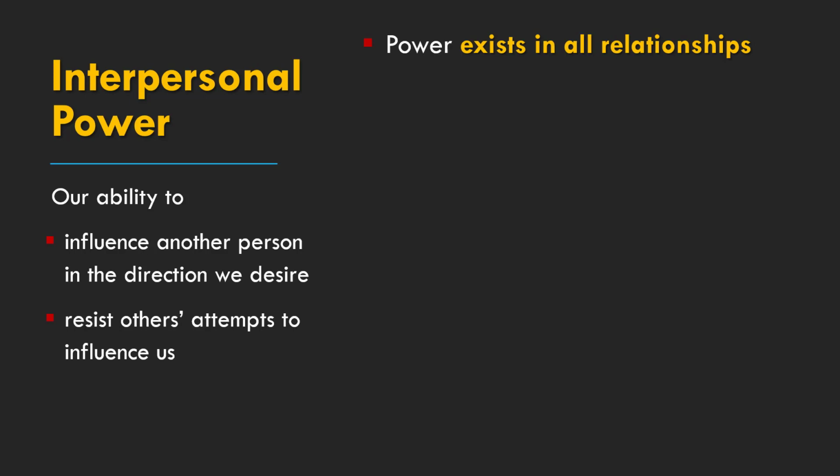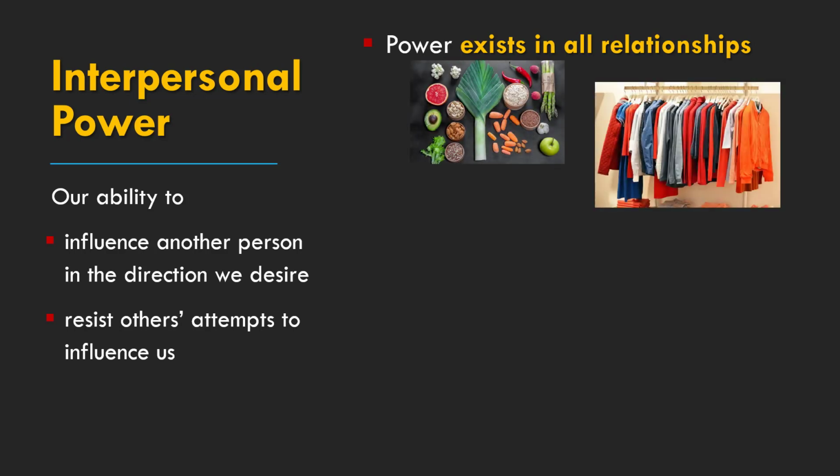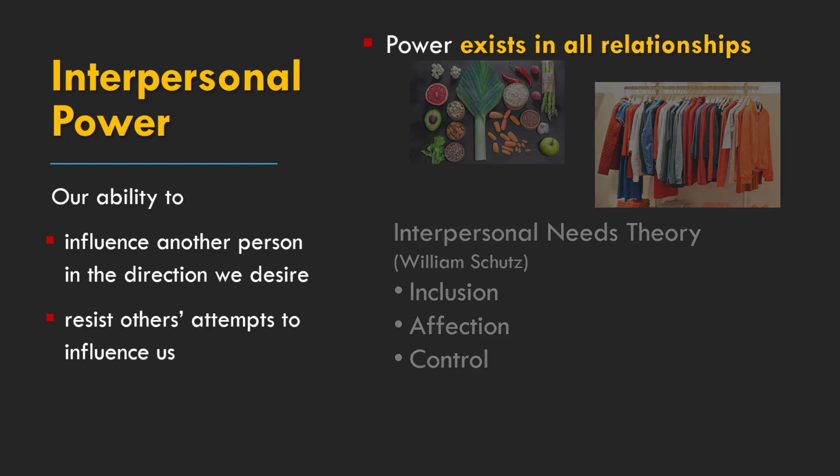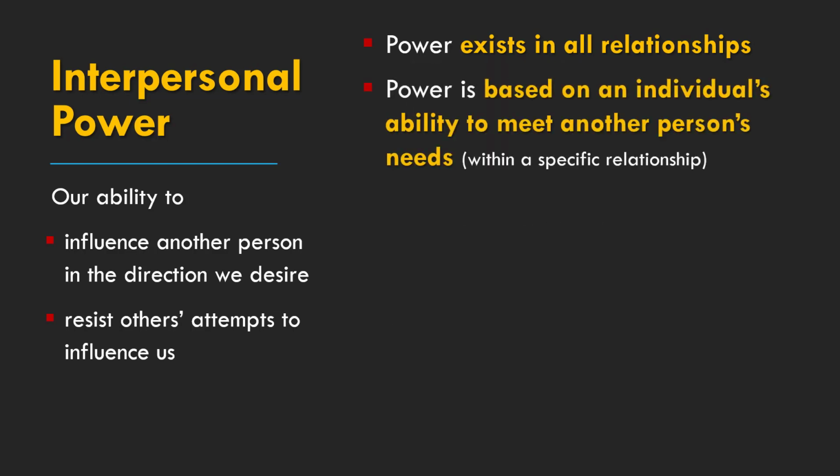Why? Because we all have needs for tangible things like food, clothing, safety, and less tangible needs like those discussed by American psychologist William Schutz in his theory of interpersonal needs, inclusion, affection, and control. Interpersonal power, then, is rooted in an individual's ability to meet another person's needs within a specific relationship. How can you satisfy someone else's needs, or how can they satisfy yours?